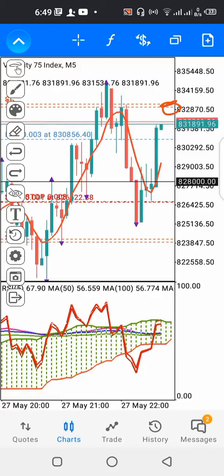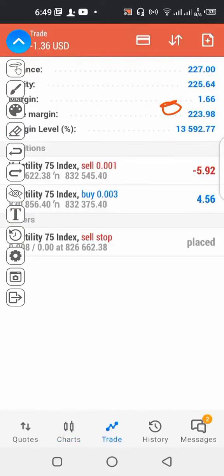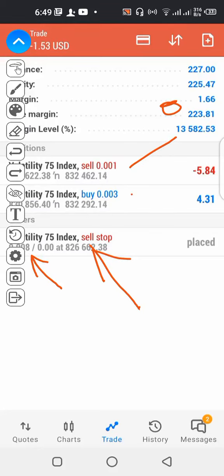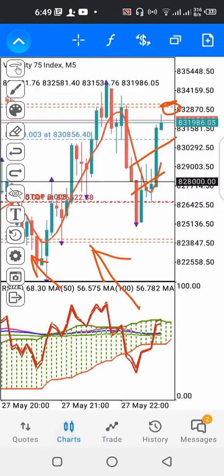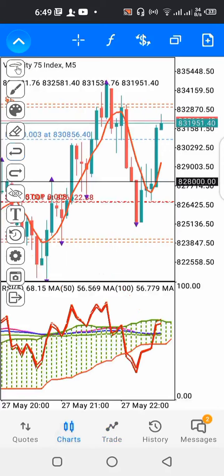I have my second edge trade here, which is a sell stop of 0.008. That has been placed. And I have two running trades, the first trade and the second trade.